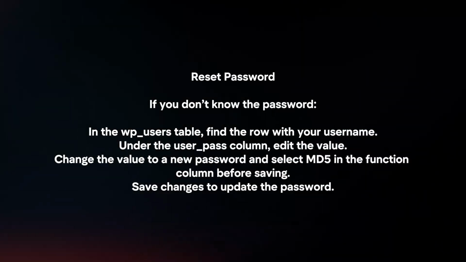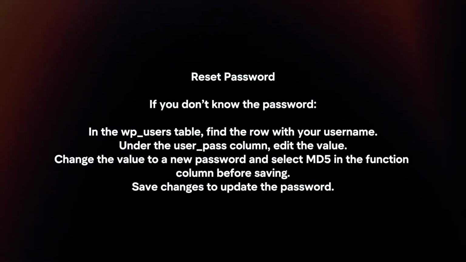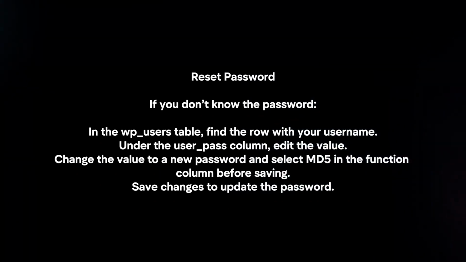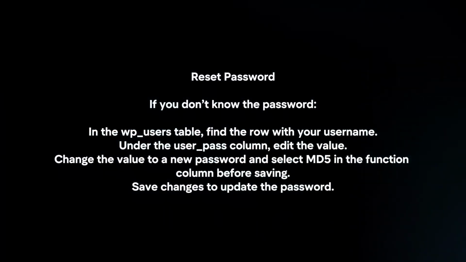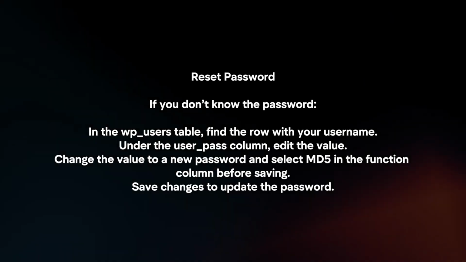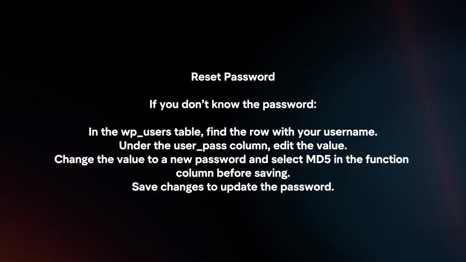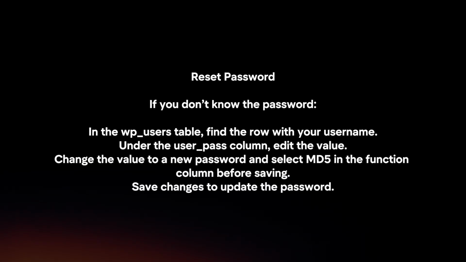Reset password. If you don't know the password, in the WP users table, find the row with your username. Under the user pass column, edit the value. Change the value to a new password and select MD5 in the function column before saving. Save changes to update the password.